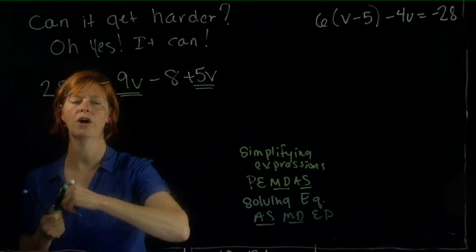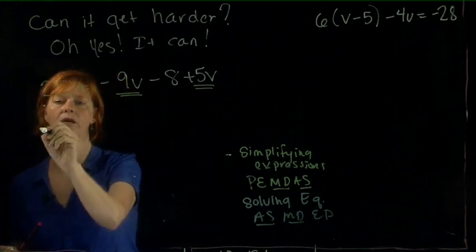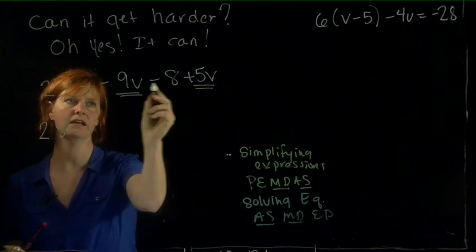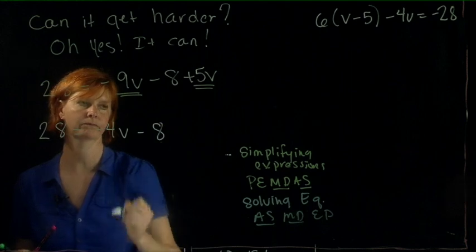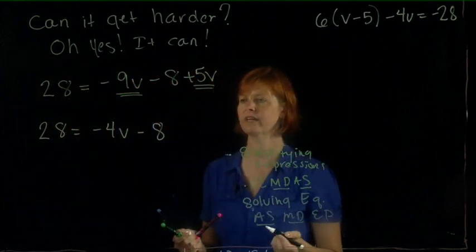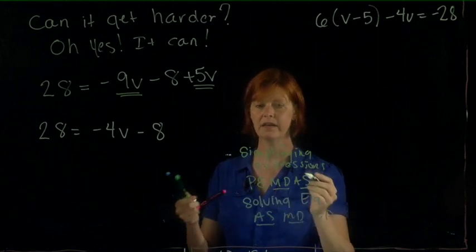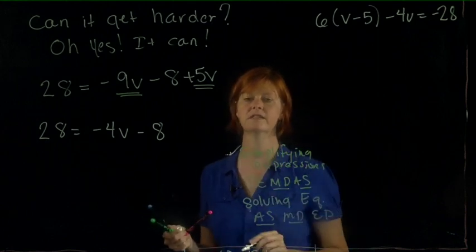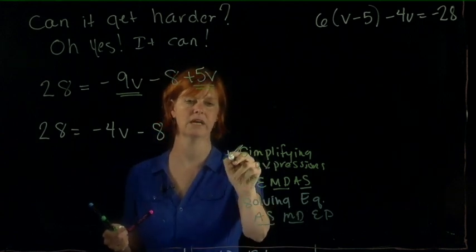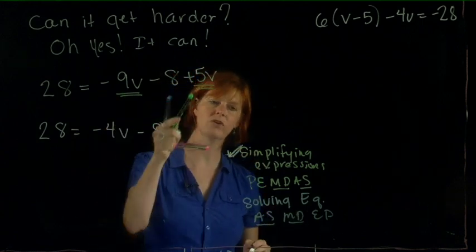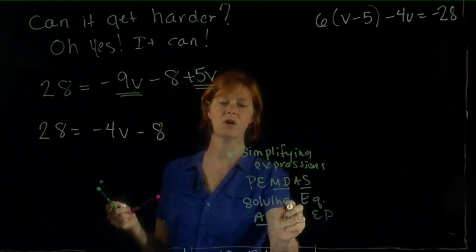So we're not doing anything with the equation yet. We're just doing this step. 28 is equal to negative 9 plus 5 is negative 4. Now I have 28 equals negative 4v minus 8. Now everything is combined. I've got this step done. I have simplified the right, and the left was already simplified. Now I'm going to solve the equation.